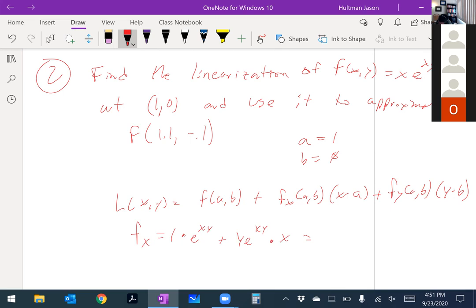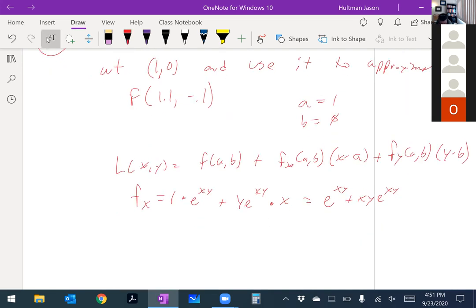So this equals e to the xy plus xy e to the xy. Okay, I could factor out an e to the xy if I really wanted to. I don't really have to, but e to the xy times 1 plus xy. So that's f sub x.